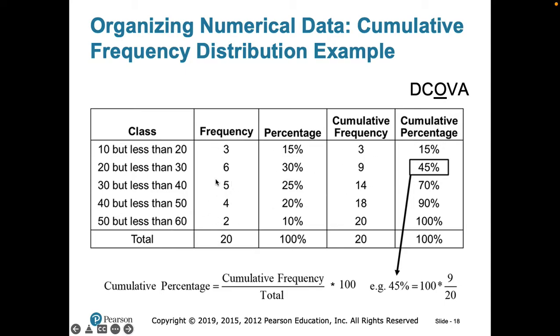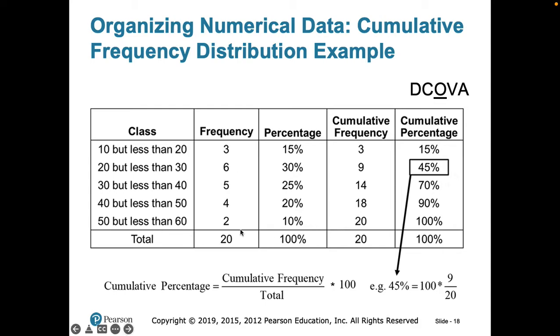For the next one, we have 5 observations. So when we add 5 plus 9, that gives us 14. And 45% plus 25% gives us 70%, which is our cumulative percentage. This is convenient because by just looking at this, I can tell you, you know what, in 70% of all the days that we recorded, the temperature was less than 40. So it's very easy, very convenient to do the cumulative percentages.